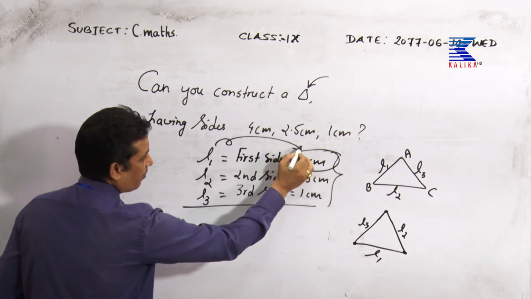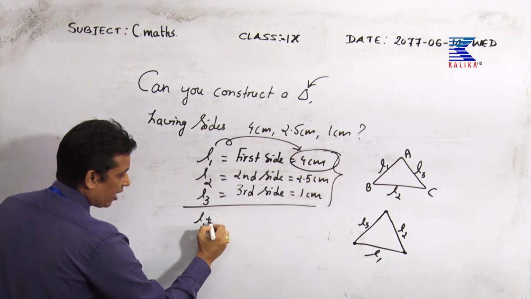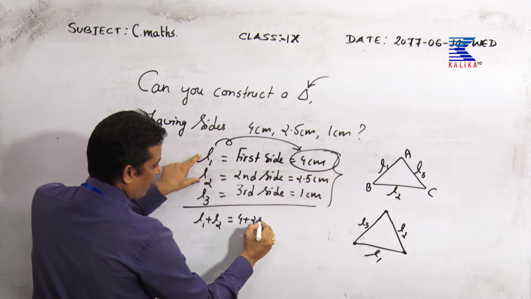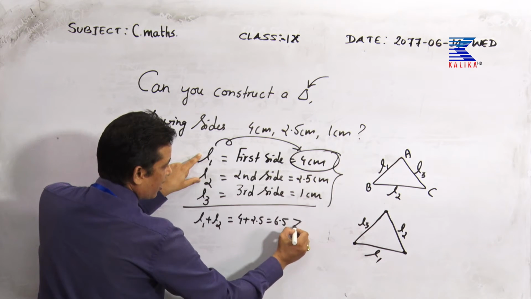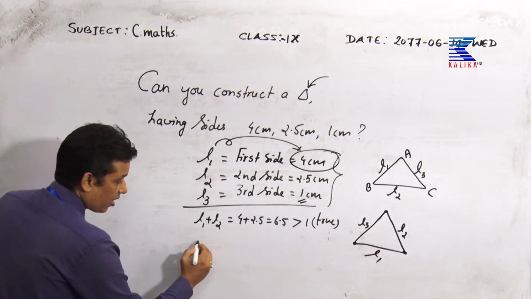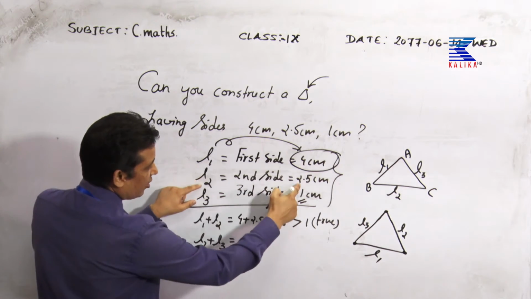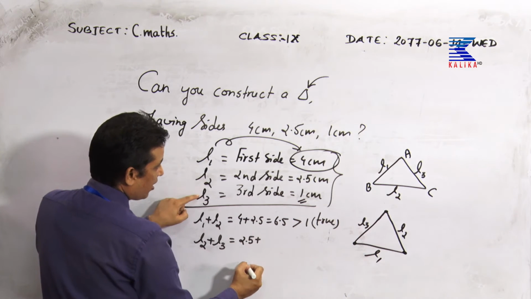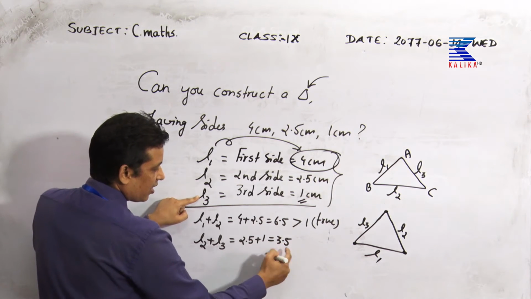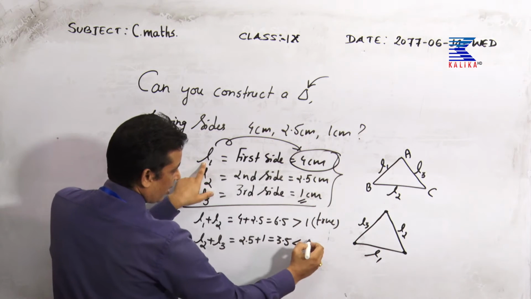Here L1 is 4 cm, L2 is 2.5 cm and L3 is 1 centimeter. Now, if we add L1 and L2, L1 plus L2 is 4 plus 2.5, which is 6.5, which is greater than 1. This is true. And L2 plus L3, what is L2 plus L3? L2 is 2.5 plus L3 is 1, which is 3.5. This 3.5 is less than L1.